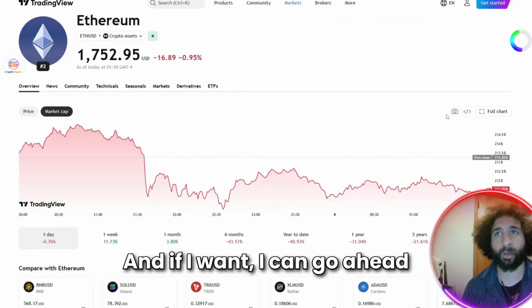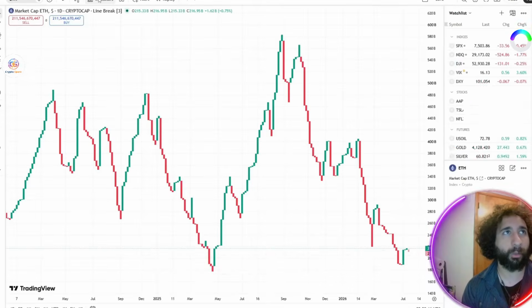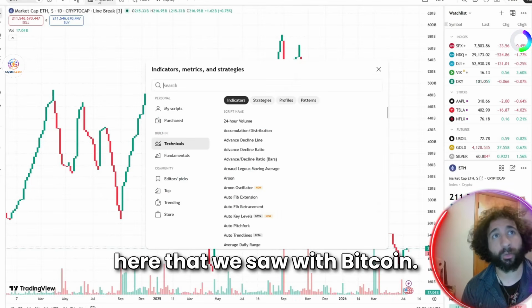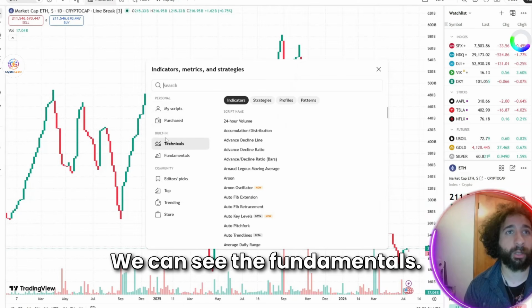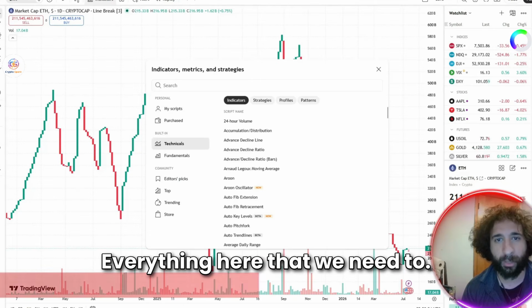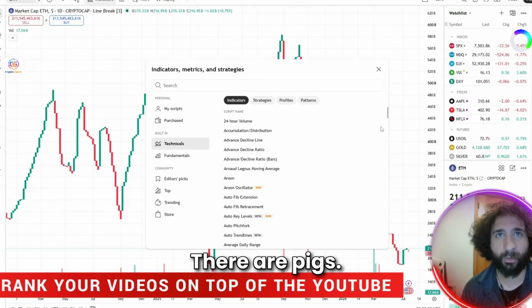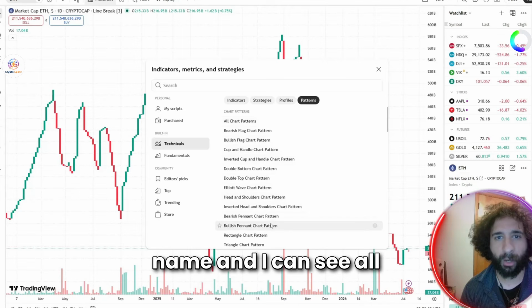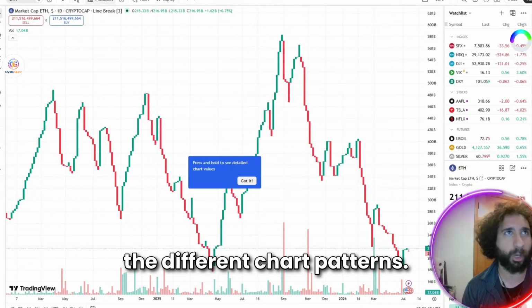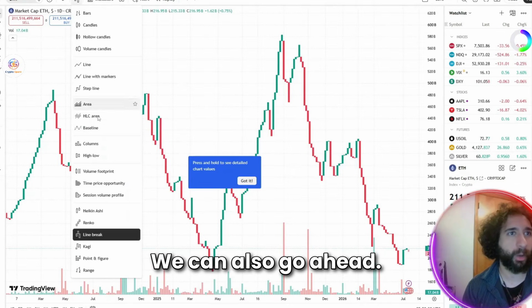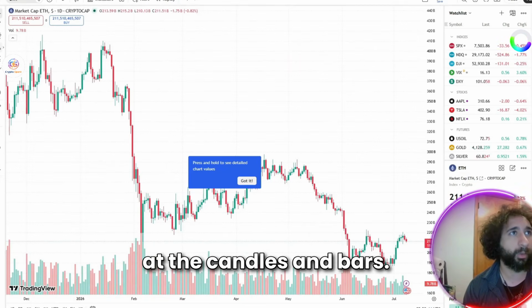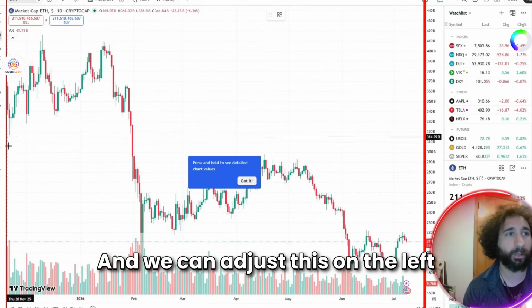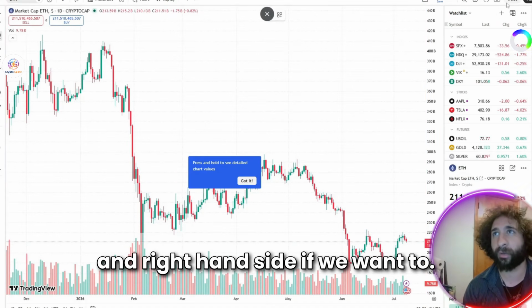And if I want, I can go ahead and open it up in the full chart. So we can see the same things here that we saw with Bitcoin. We can see the fundamentals, the technicals, everything here that we need. We've got indicators and strategies. I can come up with a script name and I can see all the different chart patterns. We can also go ahead and have a look at the candles and bars, and we can adjust this on the left and right hand side if we want to.